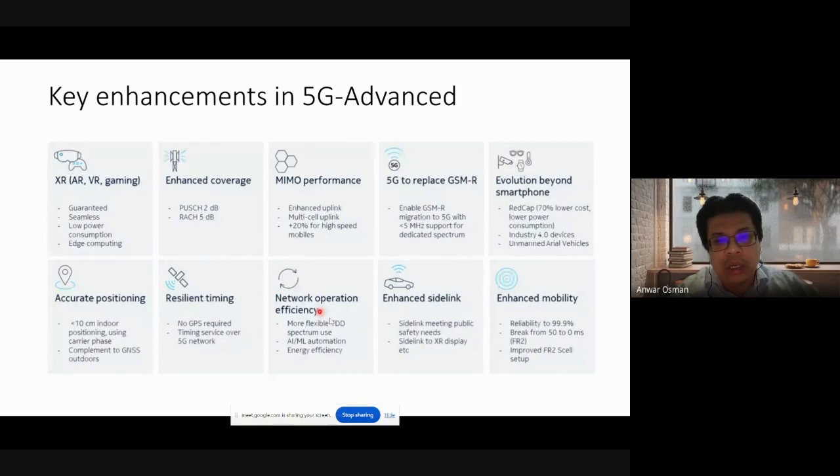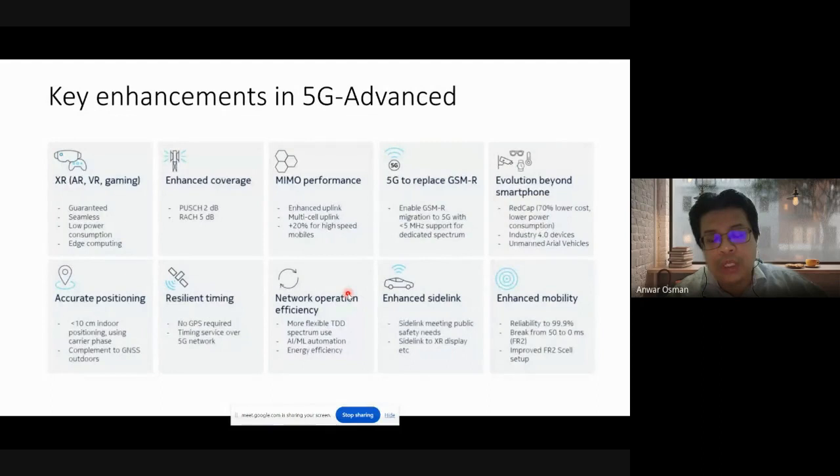Network efficiency, okay? I will explain this further later, right. So now you have FDD and also TDD, right? Frequency division duplex and time division duplex. Both have pros and cons. So how to enhance this further by combining a hybrid FDD and TDD operation.